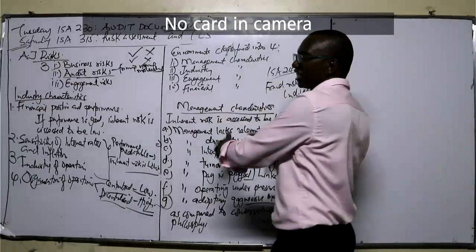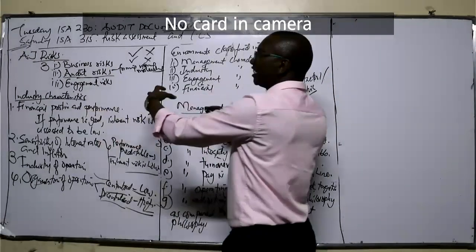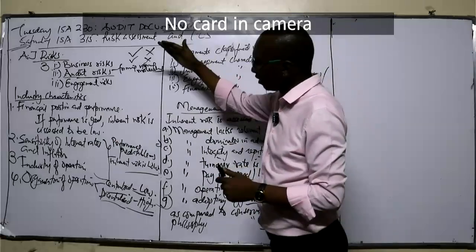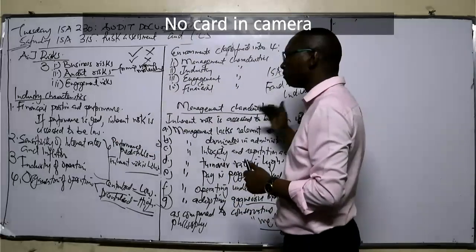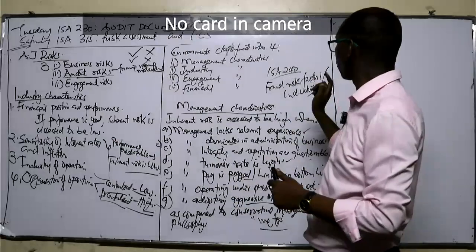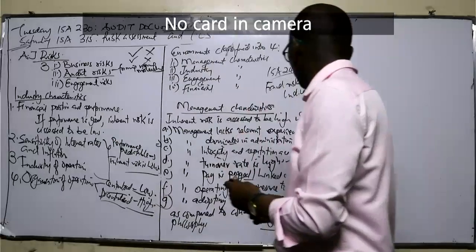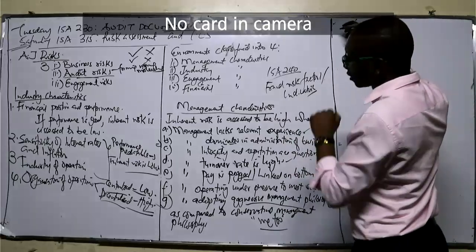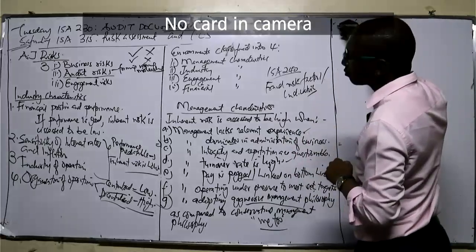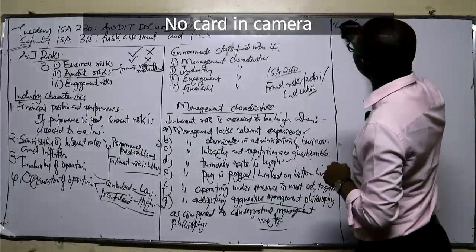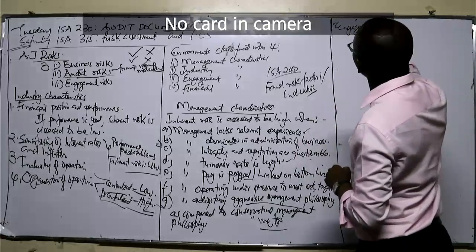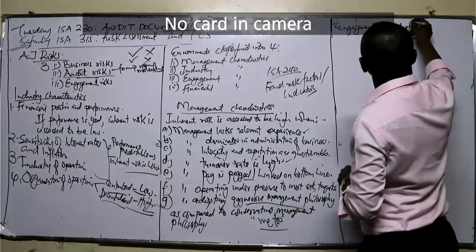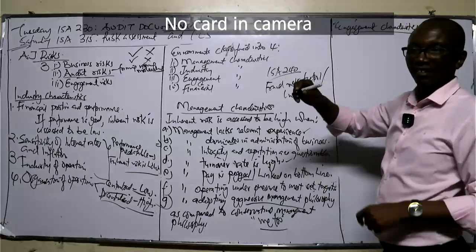They are the same as these points. You've not detected a fraud, but they are all indicators that fraud can easily be perpetrated. We call them fraud risk factors or fraud risk indicators. That's industry characteristics. Next, engagement characteristics.